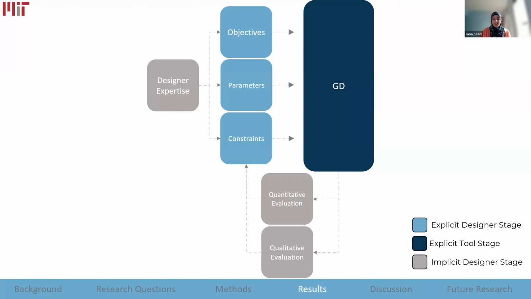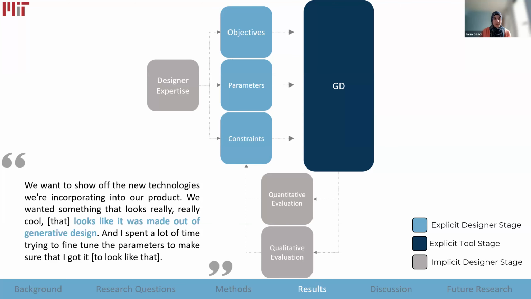And then the iteration starts to become a bit more qualitative, focusing on how things look. For example, one designer said that they wanted to use these generative design tools to show off the technologies they're incorporating. So they wanted something that looked really, really cool. They kept making sure that it looked like it was made using generative design, and so they spent a lot of time iterating and fine-tuning those parameters to make sure it looked the way they wanted it to look.